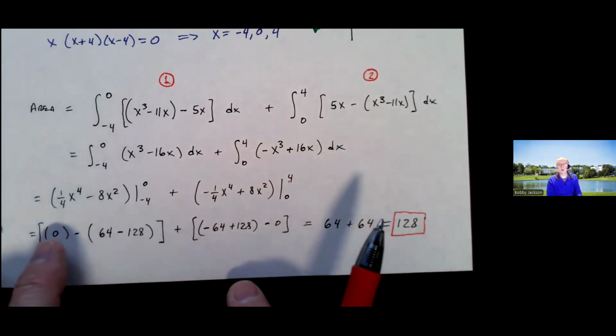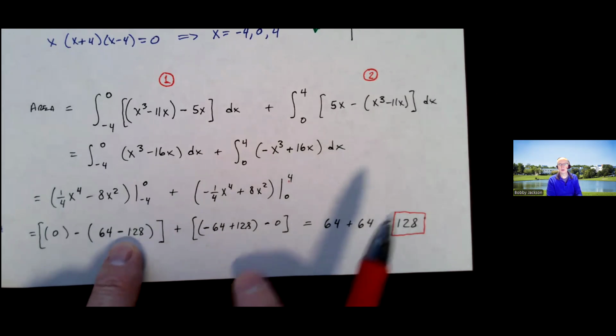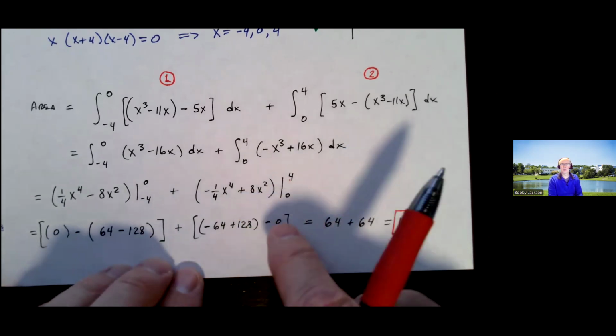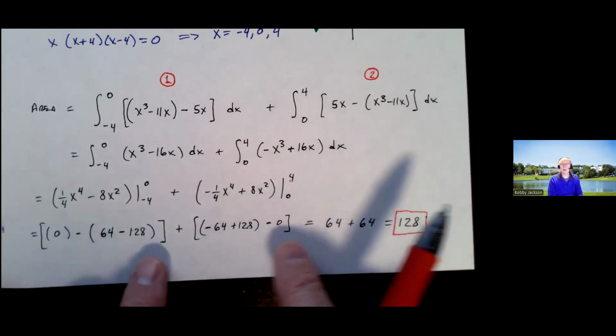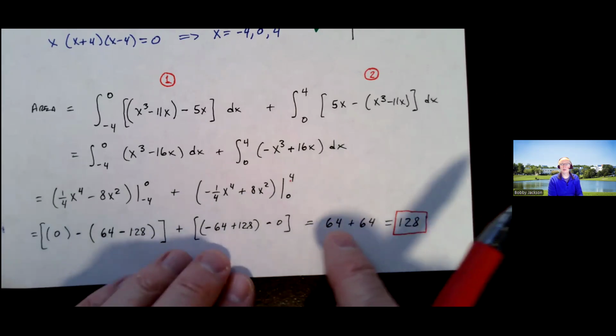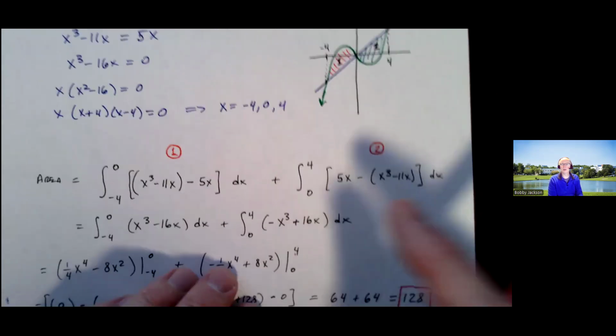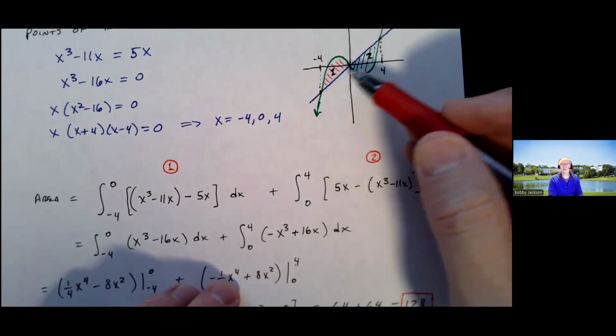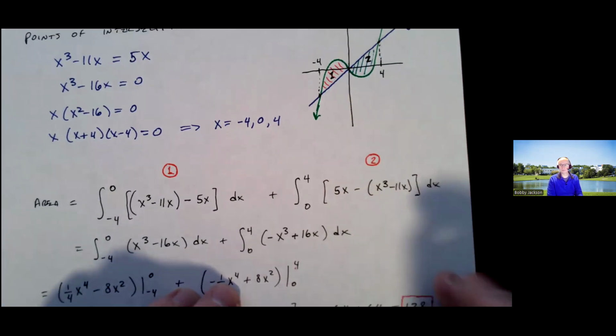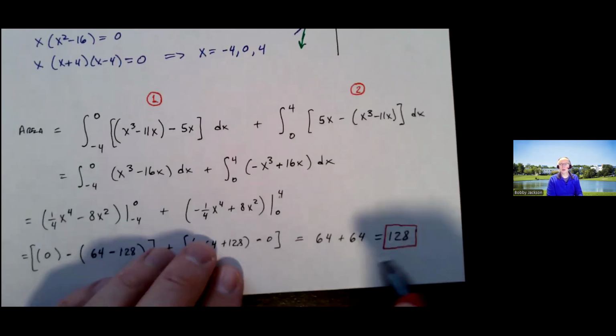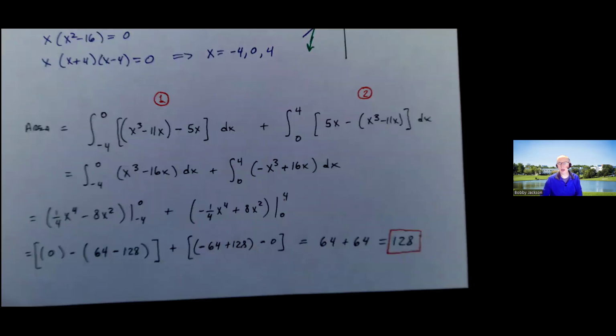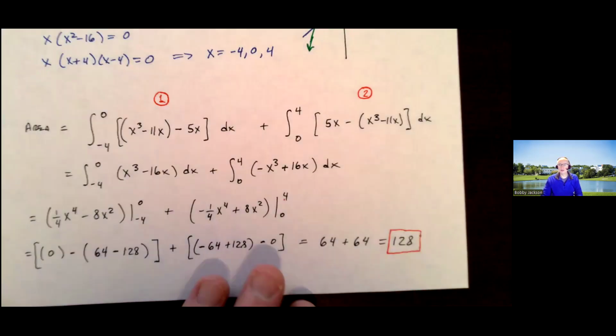Evaluate this one at 0 and at -4. Evaluate this one at 4 and at 0, subtract. You'll notice that both of these integrals come out to be 64 square units. There's some symmetry here. Both these regions are actually equal. And so the total area is 128 square units.